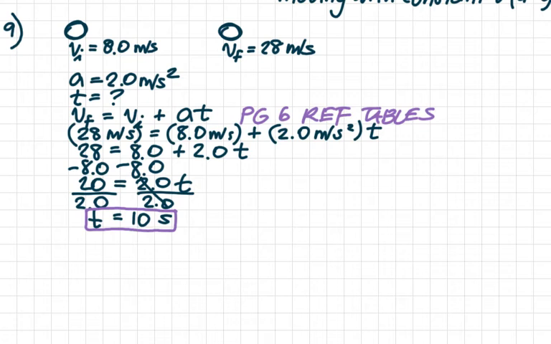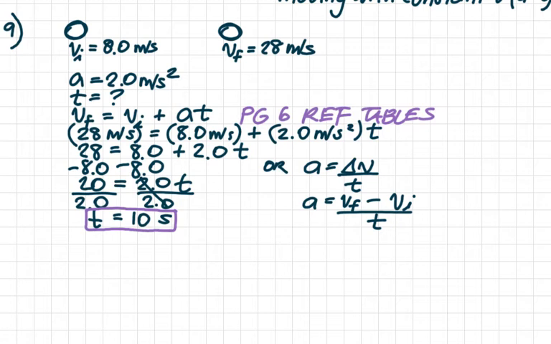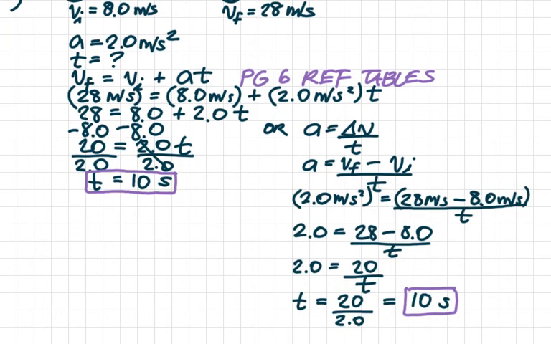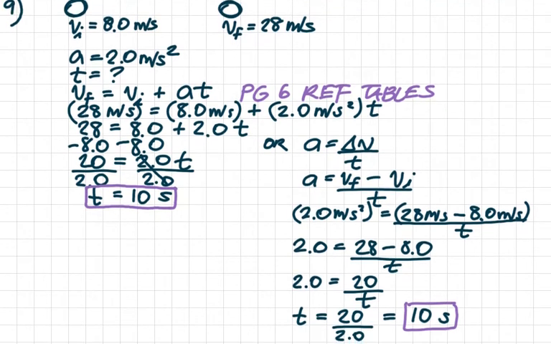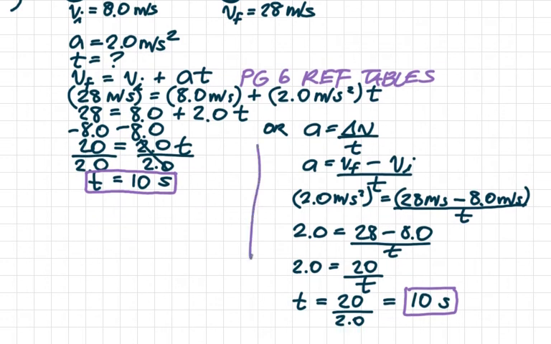You don't have to use that equation. There's actually another equation you can use, A equals delta V over T, also on page 6 of the reference tables. Remember that delta means final minus initial. Either way it works, you still should wind up with 10 seconds. So that is number 9, right there. Okay, we're at the bottom of this page right here.